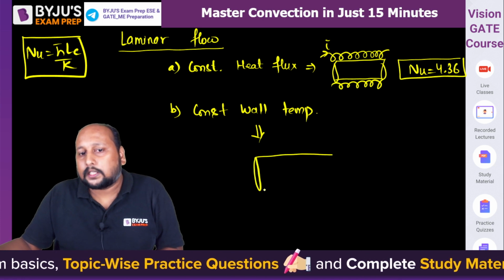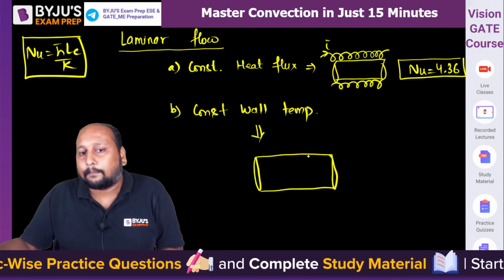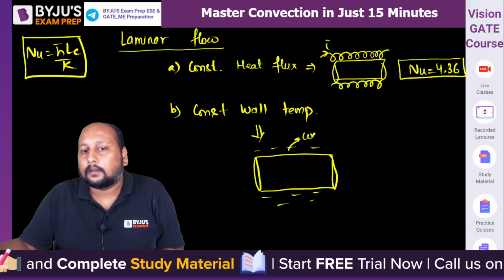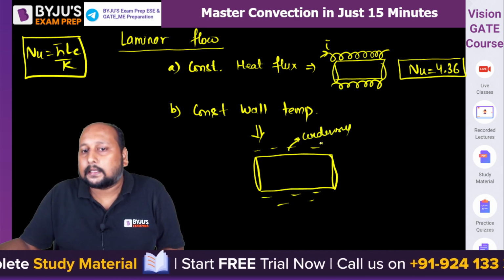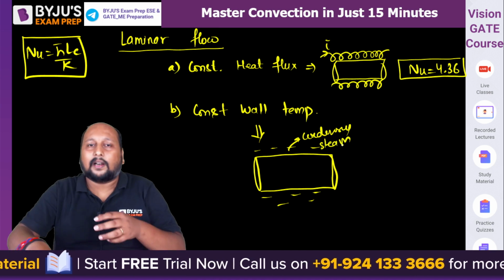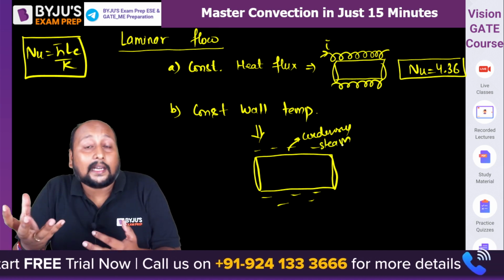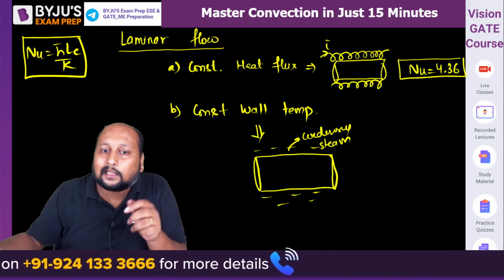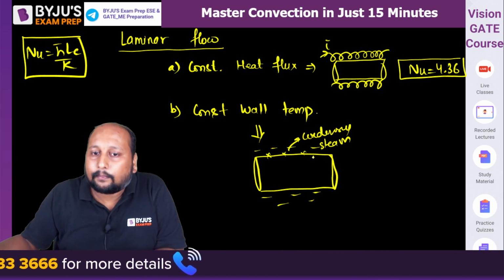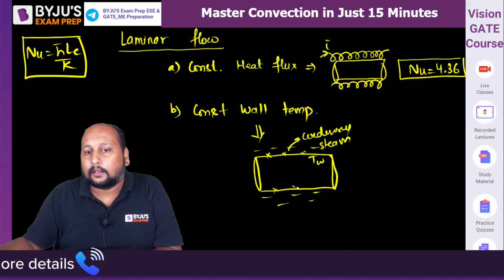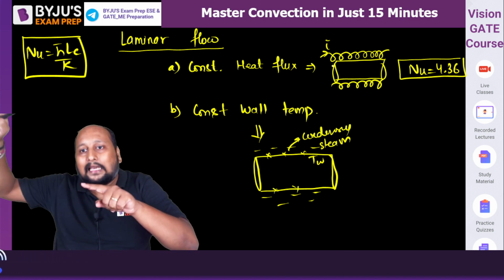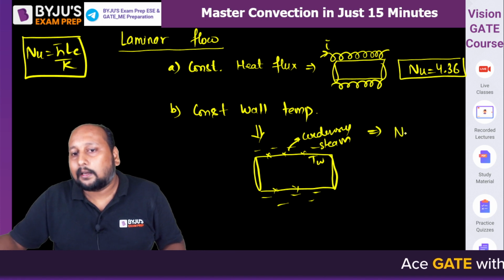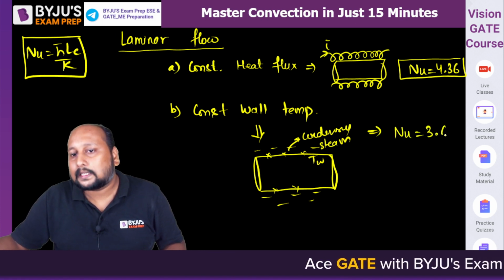To obtain the constant wall temperature condition, the pipe should be covered with condensing steam. Because we know that whenever we talk about steam, there is latent heat, and in latent heat there is no change in temperature. So we are maintaining the constant wall temperature, that is Tw. When this condition is obtained, the Nusselt number is equal to 3.66.